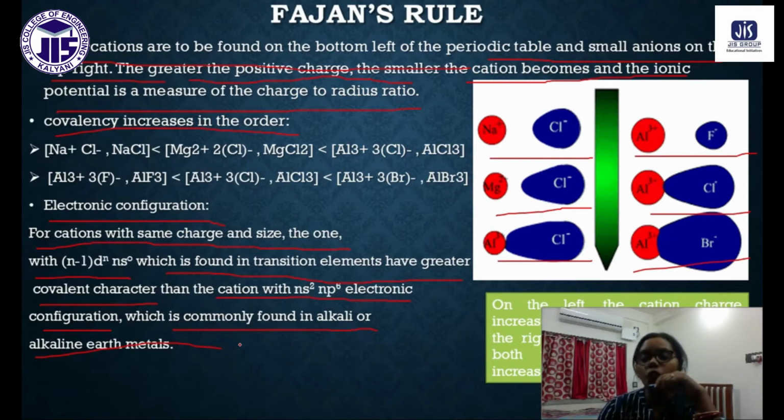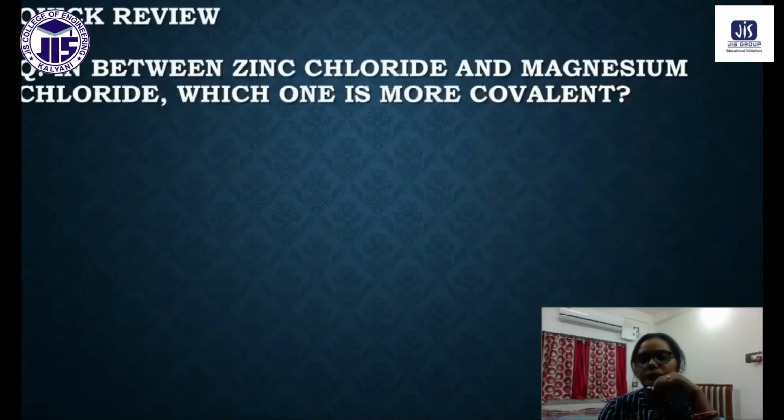So that is all about Fajan's rule. If we know Fajan's rule well, then for any bond we can know what the ionic character should be and what the covalent character will be. Okay, so this is for quick review.